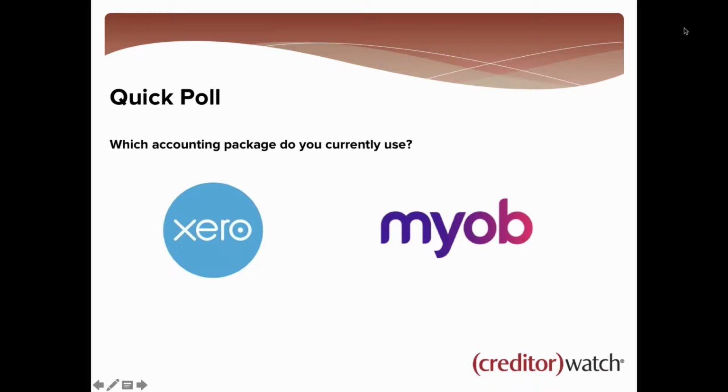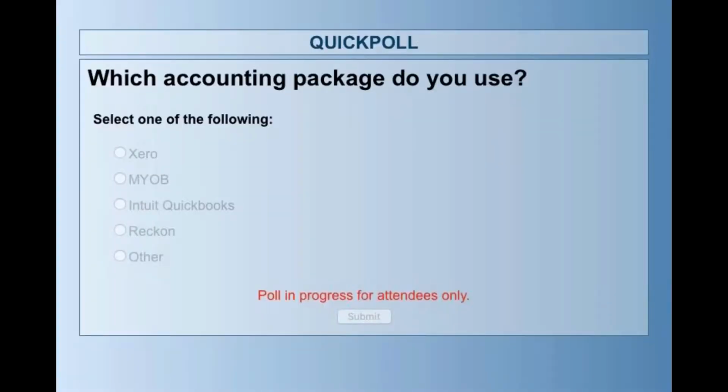So what I'll do is I'll run a quick poll. Now I've got the Xero and MYOB logos there. However, I am going to give you the ability to tell me if you use a different one. So which accounting package do you use? And we've got here Xero, MYOB, Intuit's QuickBooks, which you could know as QBO, QuickBooks Online, Reckon, which is Reckon One, their products, and then I've got other.